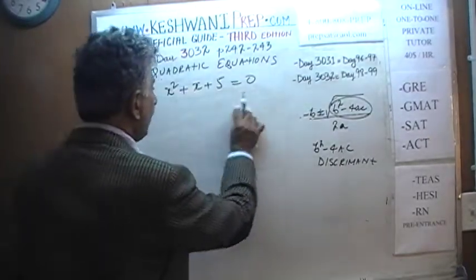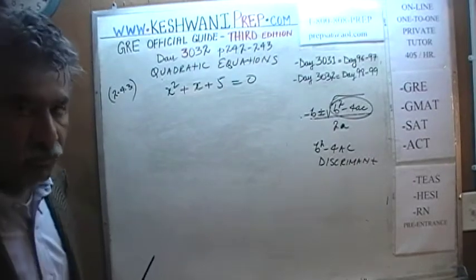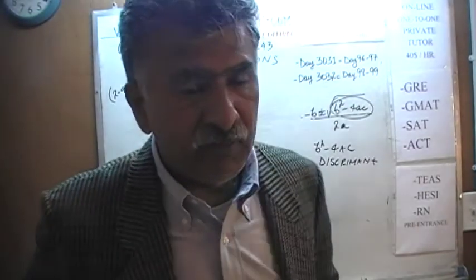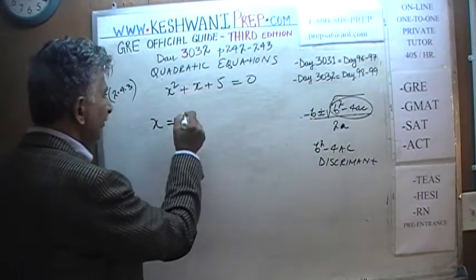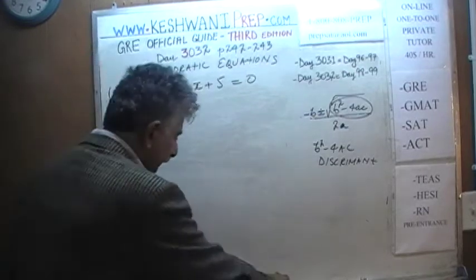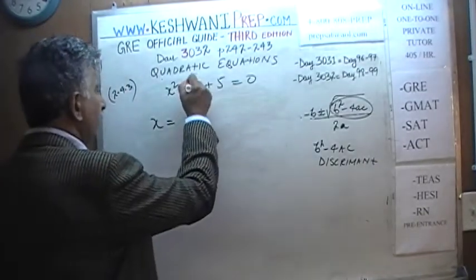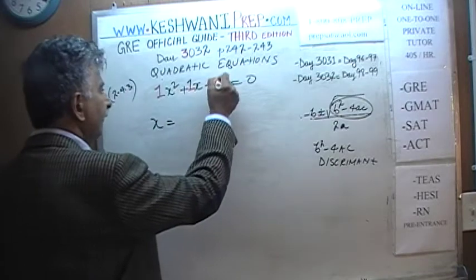We'll find something more about it in a second when we use the quadratic formula. Quadratic formula is our only solution. When we use the quadratic formula, we might learn something about what's going on. Let's see. x is equal to minus b, which in this case, our b here is 1, our a is 1, and our c is 5.